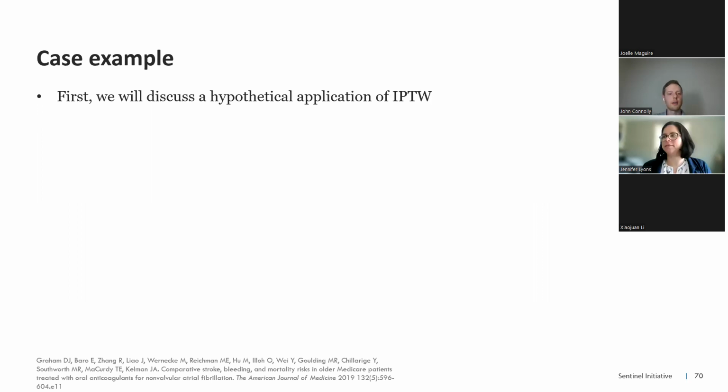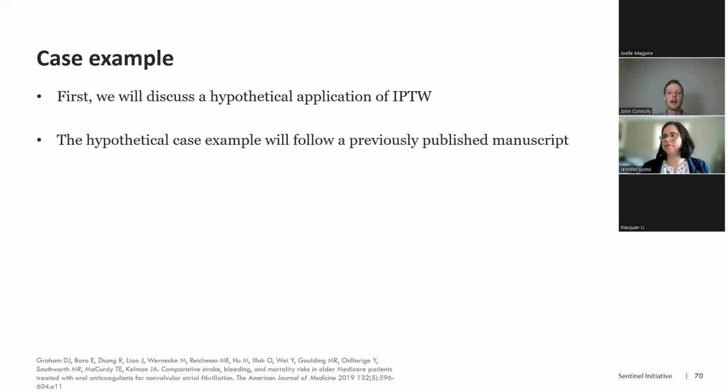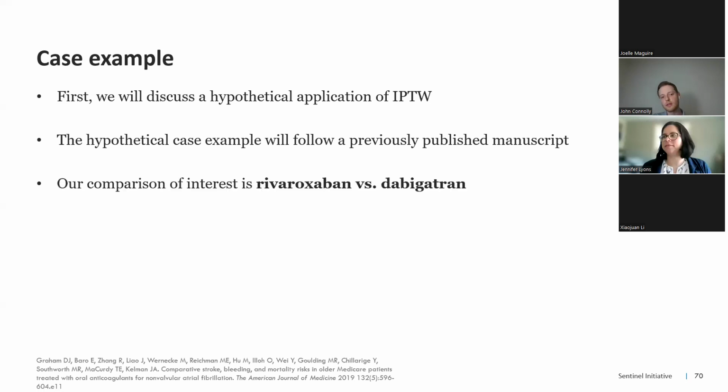As I mentioned, we're going to start off by going through a case example together of how IPTW works conceptually. We're going to discuss it through the lens of a previously published paper that you see cited on the slide here that compared users of oral anticoagulant drugs on their comparative risk of stroke, bleeding, and mortality. For the interest of time, we're just going to keep it simple and only look at one of the comparisons of interest from that prior paper, and that is comparing rivaroxaban versus dabigatran. And we'll only look at one of the outcomes from that paper, which was stroke.